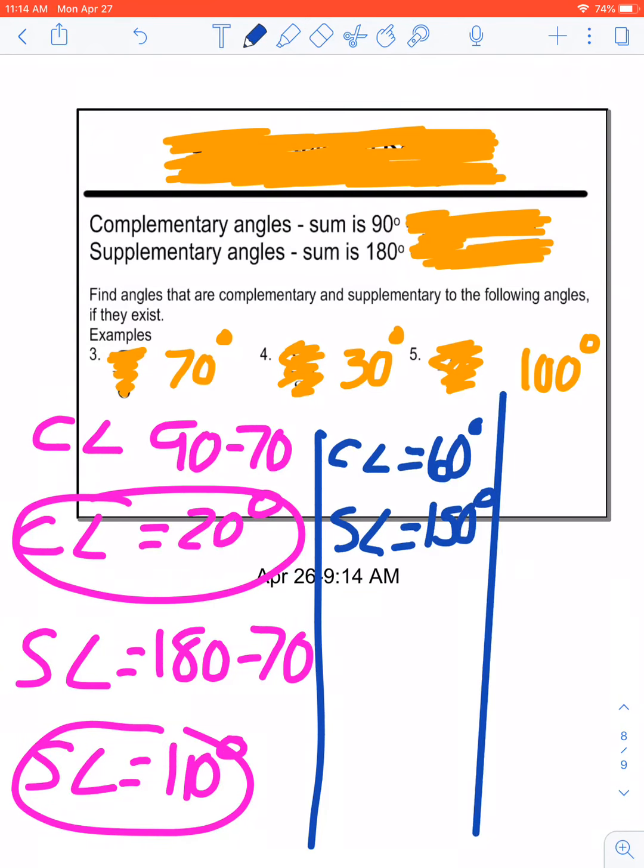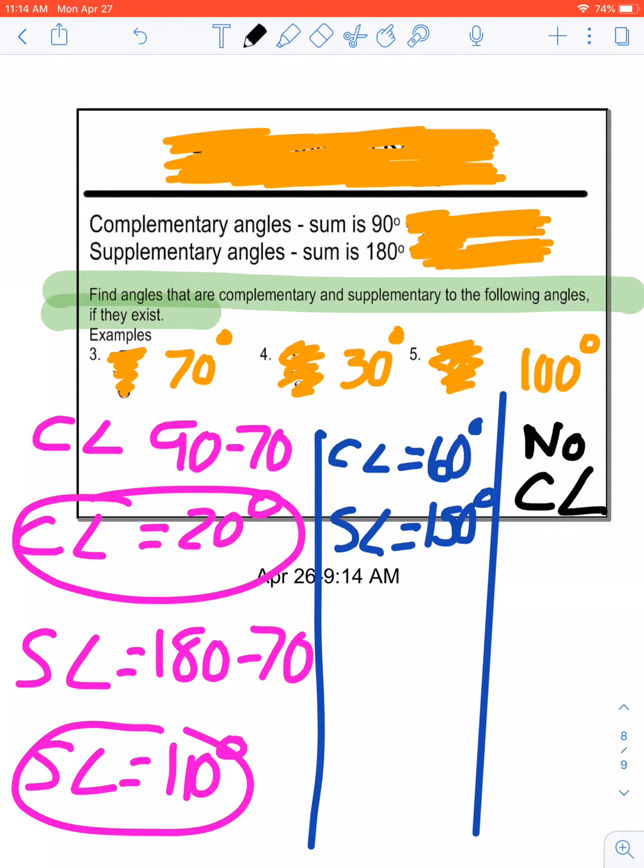Okay. And then for my last one, I'm going to do 100 degrees. So like it says here, above here on the notes, it says, find the angles of complementary and supplementary if they exist. Well, if I give you an angle measurement that's already beyond one of them, then it doesn't exist. So there is no complementary angle here because the degree is already bigger than 90. But there is a supplementary angle, and my supplementary angle here is 80 degrees.